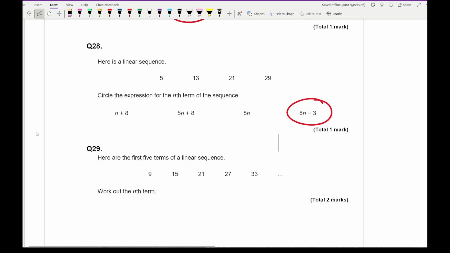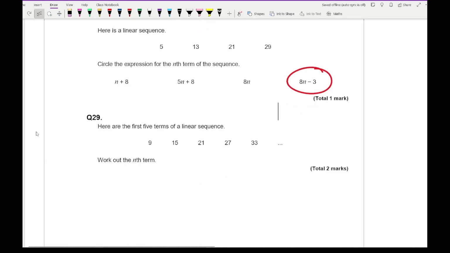And then for question 27, it says, here are the first 5 terms of a linear sequence, work out the nth term. So the difference is plus 6, so we've got 6n. And then what you have to do to get from 6 to 9, well, we need to take away 3, so it's 6n minus 3. And we are done.